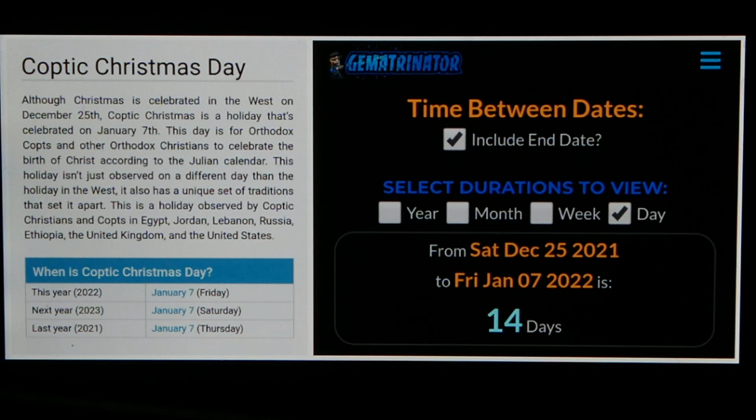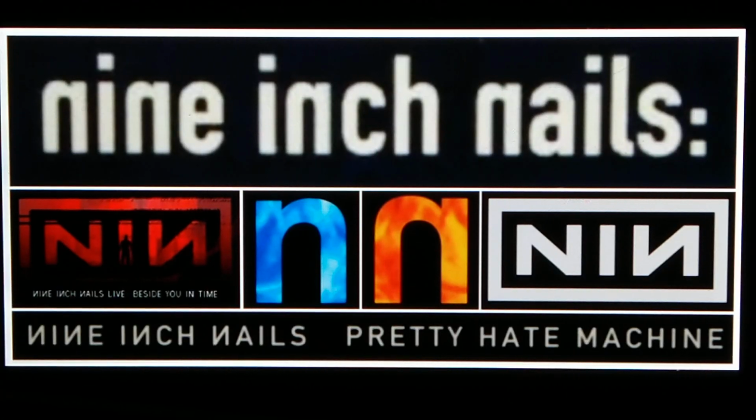So Christmas Day for a lot of the world is December 25th. If we go forwards a span of 14 days, a span meaning including the ending date, that brings you to January 7th, which is Coptic Christmas Day. The Orthodox Church, Coptic Church, they celebrate Christmas a span of 14 days after the rest of the world. Anyway, so the 14th letter of the English alphabet is the letter N.